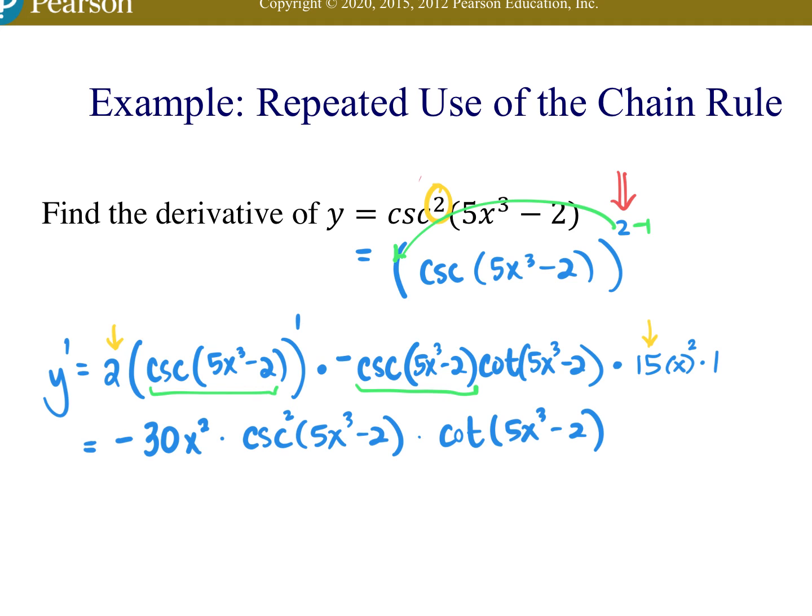Why is it not negative cosecant squared? I pulled the negative out to the very front at the very beginning. Oh. So I basically took all of the coefficients, the 2 and the negative and the 15, and grouped those all together in multiplication.